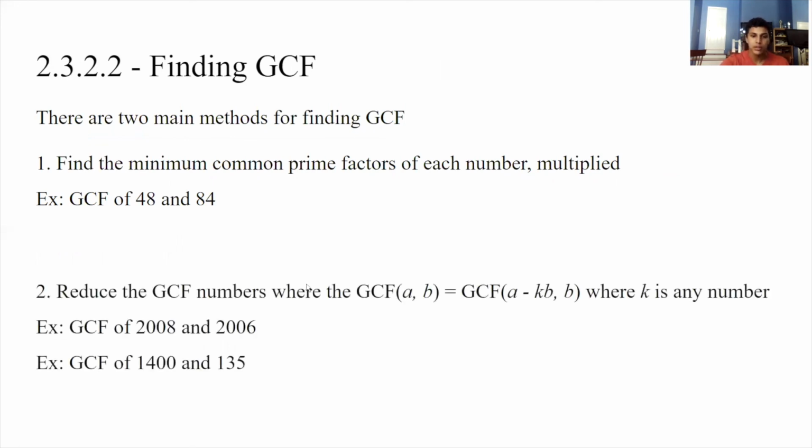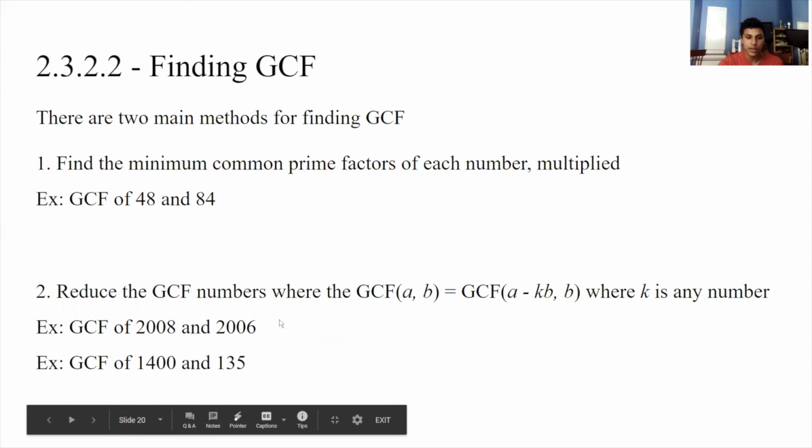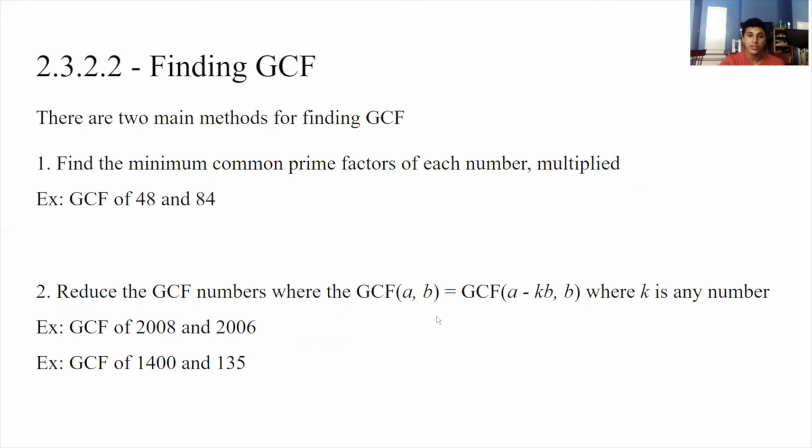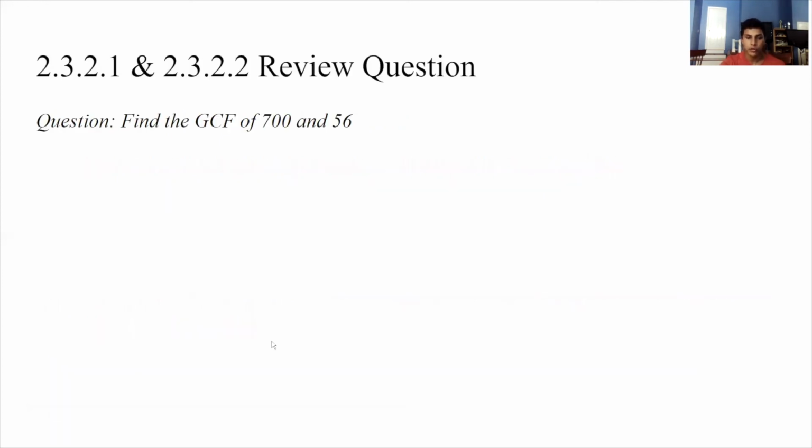And then the second method was to reduce the GCF of the two numbers, so you can find the GCF of two smaller numbers by figuring out that the GCF of two numbers, A and B, will always be equal to the GCF of A minus K times B and B, where K can be literally any natural number. So in this example, we did the GCF of 2008 and 2006 equals the GCF of 2008 minus 2006, where K was 1, and 2006. And then we just figured out that it was 2 and 2006, and the greatest common factor of those was 2. And then finally, we did a review question where we found the greatest common factor of 700 and 56.